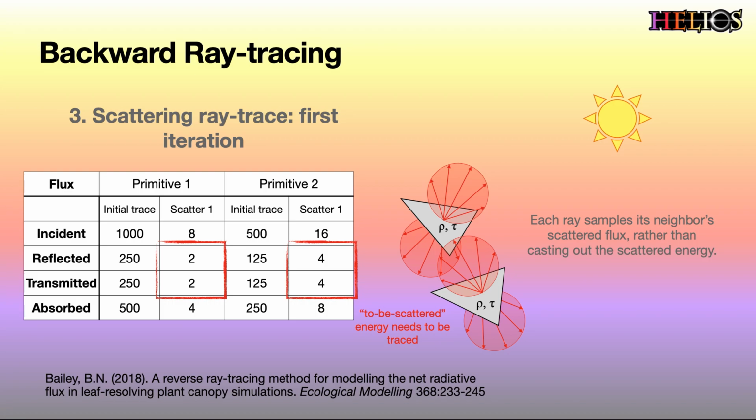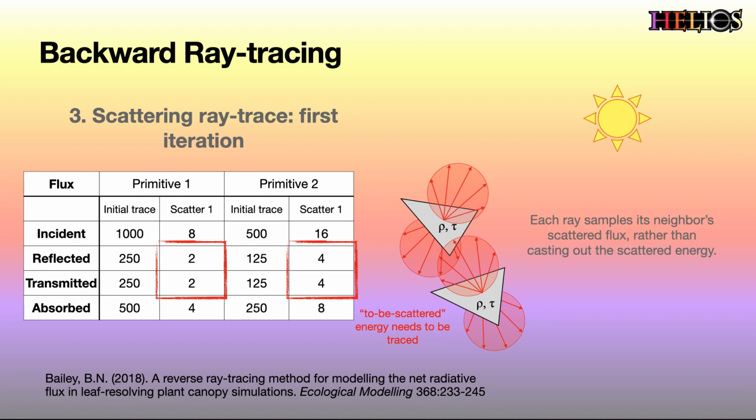We could continue doing this trace iteratively until we have an arbitrarily small amount of radiation left to be scattered. And how many iterations you want to run is up to you, depending on how accurate you want the result to be.